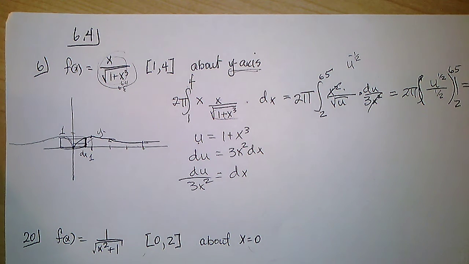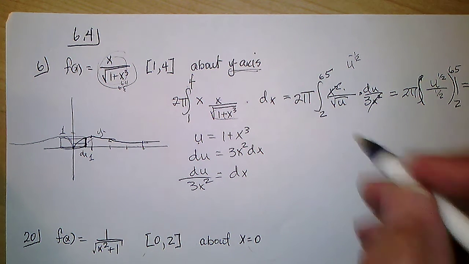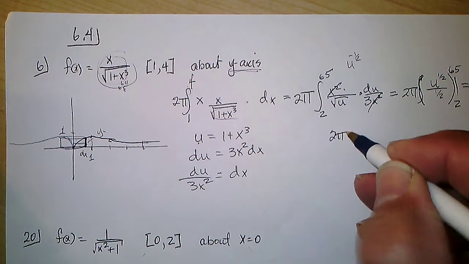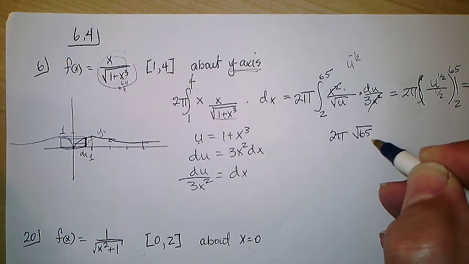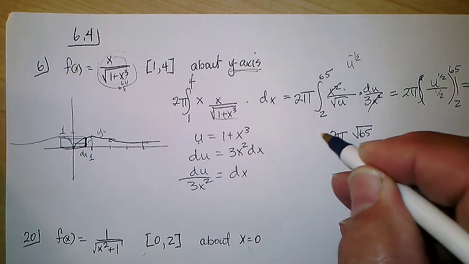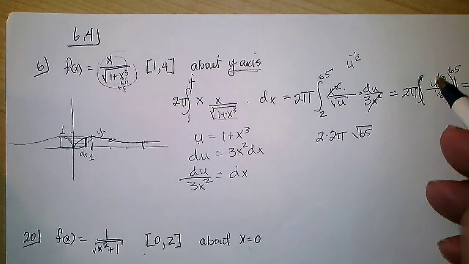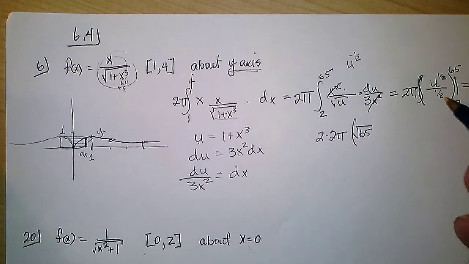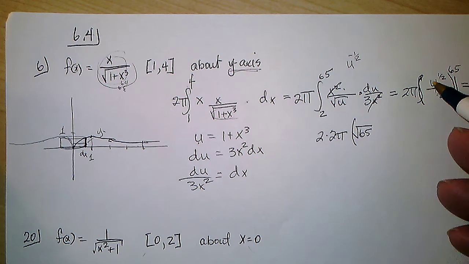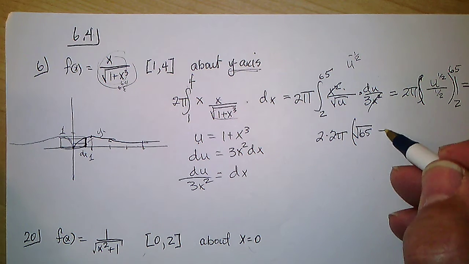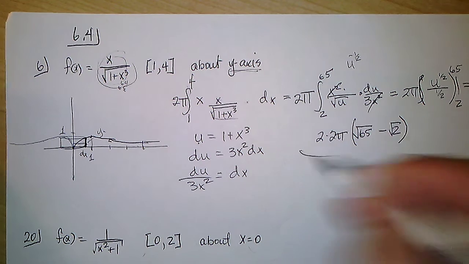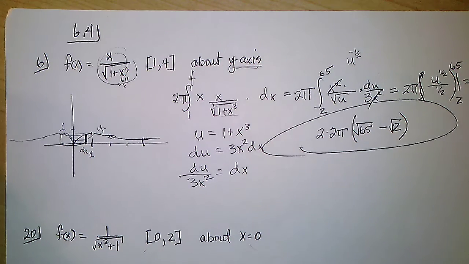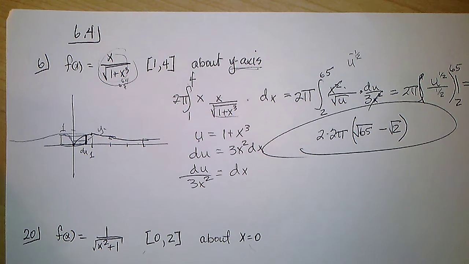which is going to be 2 pi square root of 65 over 1/2, which is times 2. I'll just put that out here. Both of them are going to be times 2, so I can pull it out. And I'm going to put 2 in there, and I'm going to get minus the square root of 2. 4 pi times the square root of 65 minus the square root of 2.